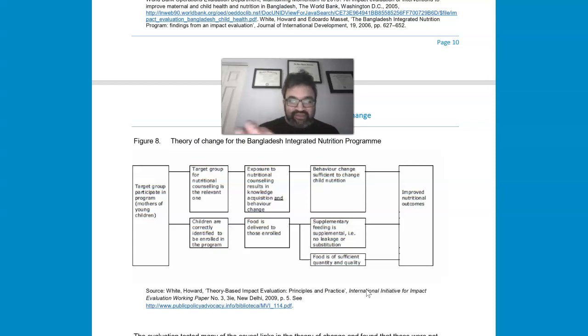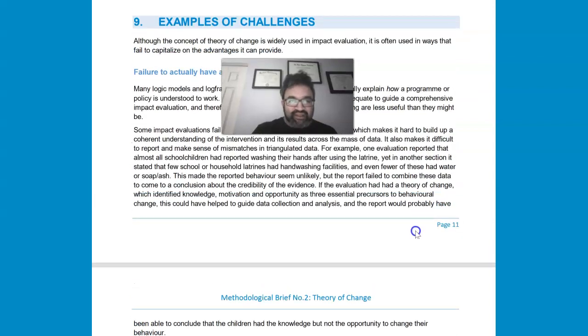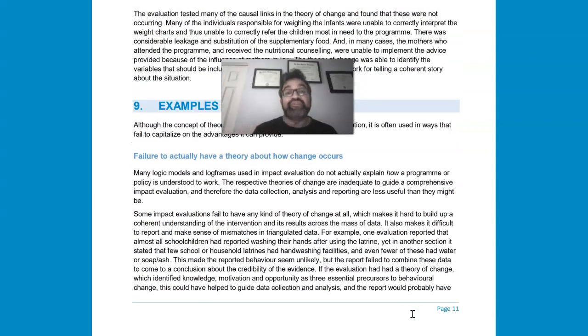So this goes through some of the different parts of this model. You can take a look at this, and then there are some examples of challenges and gaps. Failure to actually have a theory about how change occurs. So many log frames and logic models do not actually explain how a program or policy is understood to work. So a lot of these theories of change are inadequate to guide any impact evaluation. So it's important to try to embed a theory of change within any sort of logic model framework.